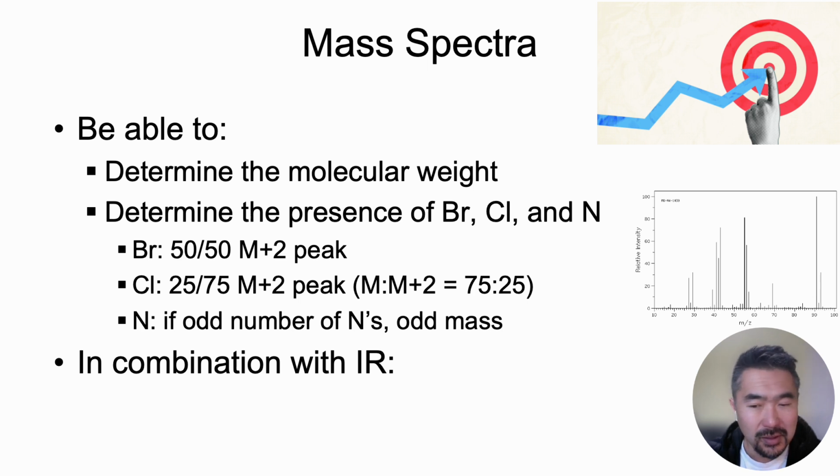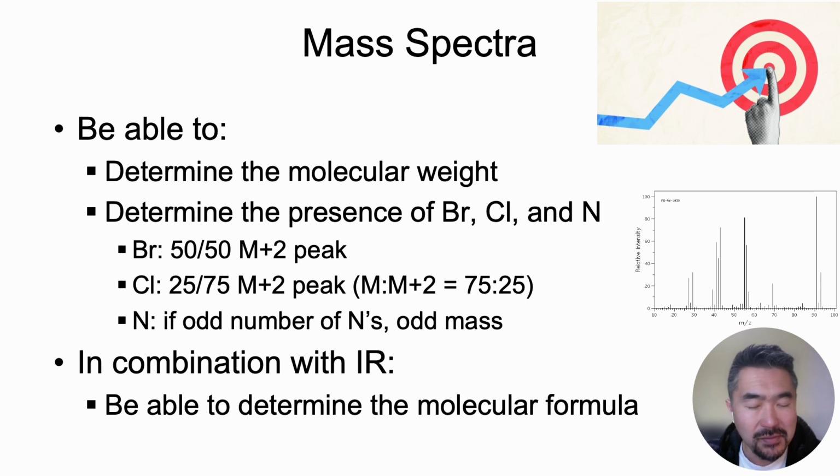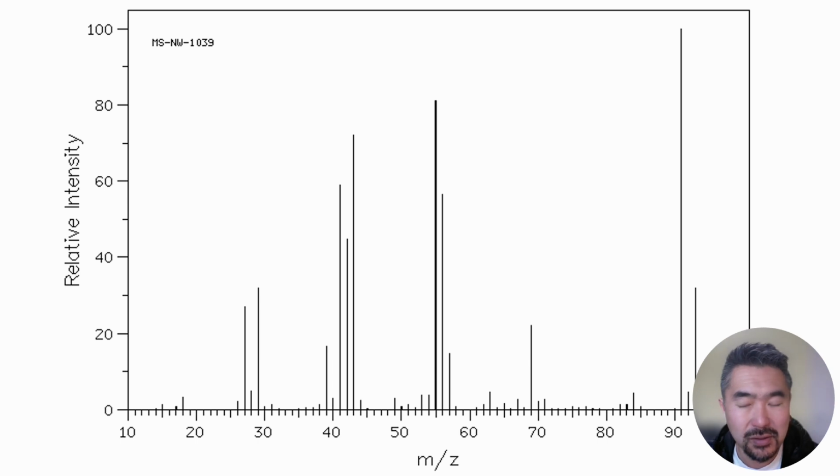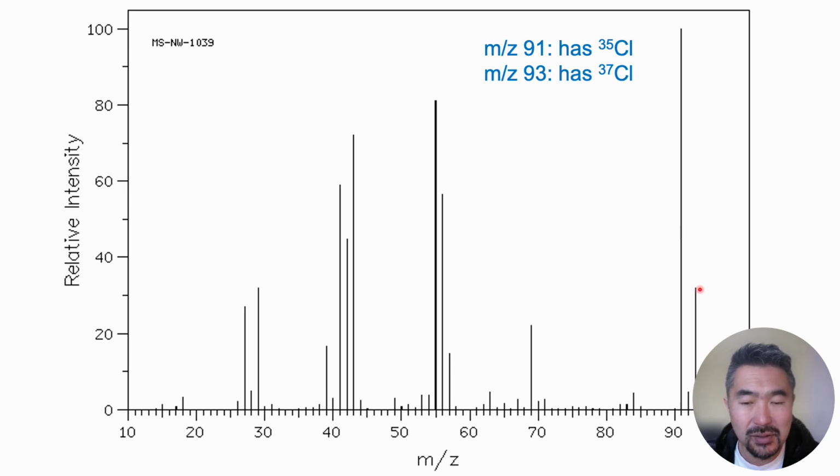If you combine the mass spectrum information with IR, you should be able to determine the molecular formula. And that's what we want to do for the rest of this chapter, or I should say in the next final video. Now, I just wanted to show you the chlorine-containing mass spectrum zoomed up a bit so you know what I was talking about. Here's the M peak, here's the M+2 peak.